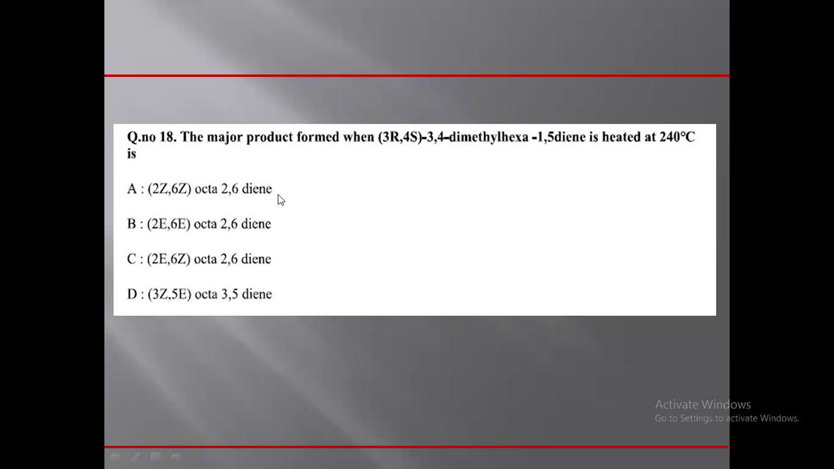As you know from the EZ nomenclature system, E is more stable than Z. So this bond will isomerize at 240 degrees Celsius. Option B is correct because 2E and 6E are there.